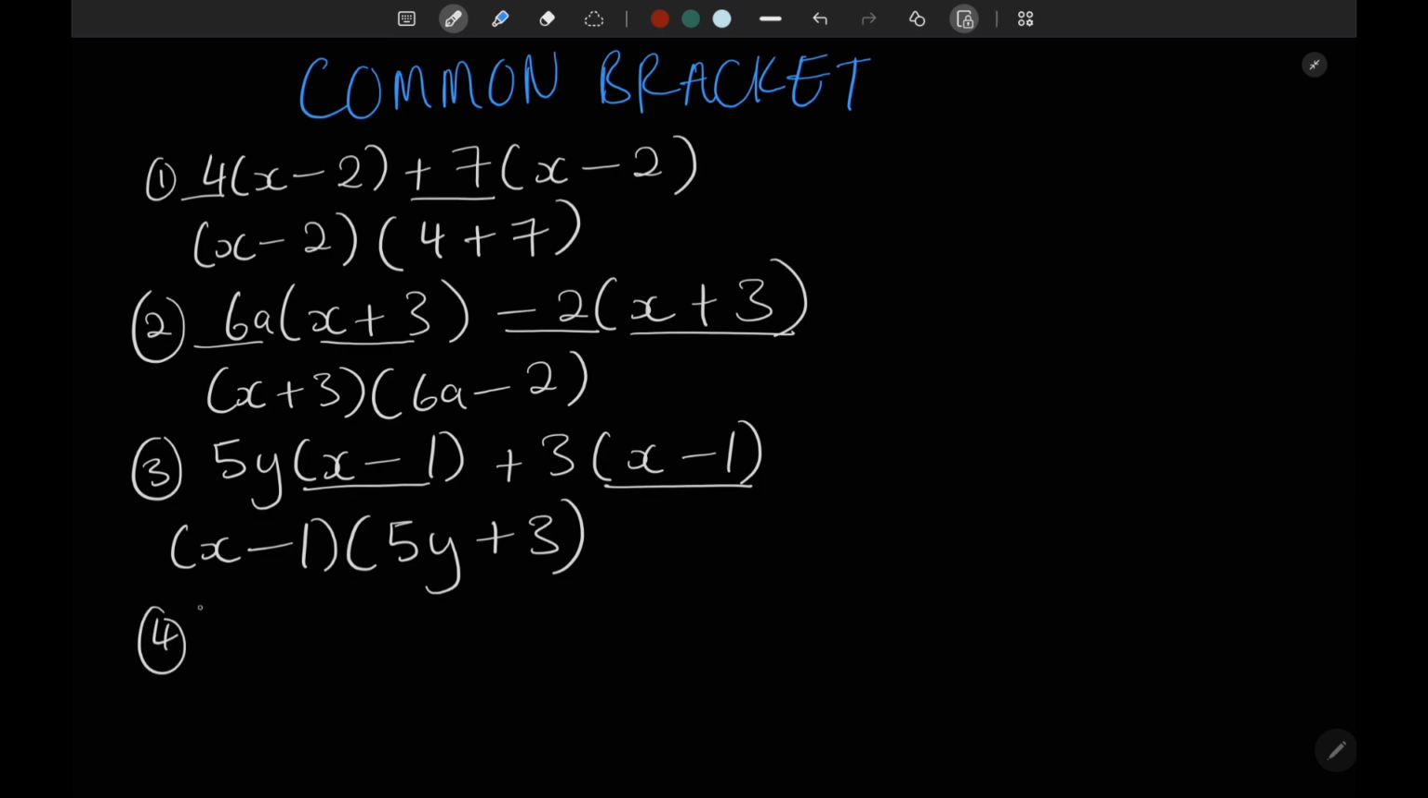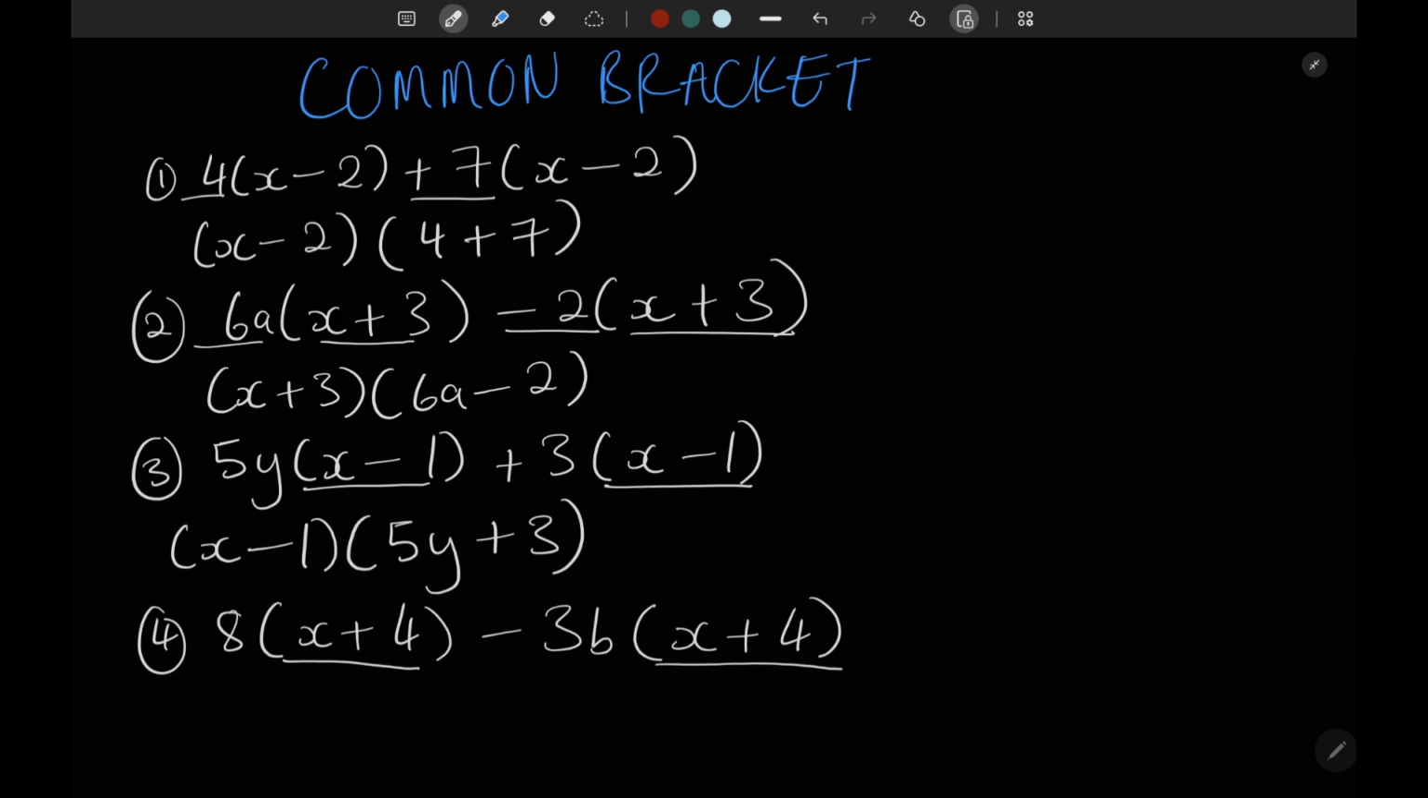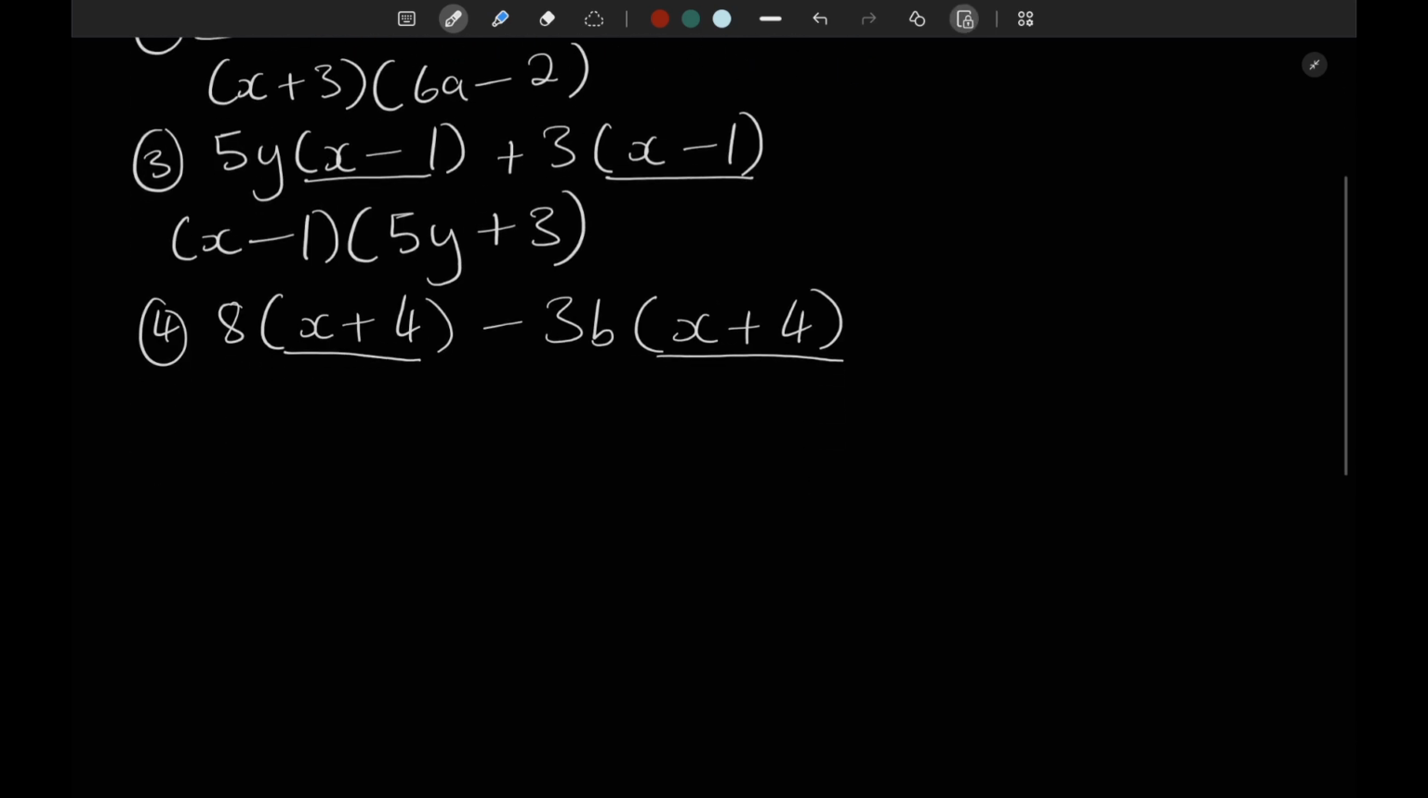Let's do number 4. Fourth example, let's do 8(x + 4) - 3b(x + 4). What's the first step? You determine a common bracket. In the first term, you have x + 4, and in the second term, you have x + 4. So this should be in your first bracket, x + 4, and in the second bracket, you have what's outside, 8 - 3b. So in the second bracket, you should have 8 - 3b.